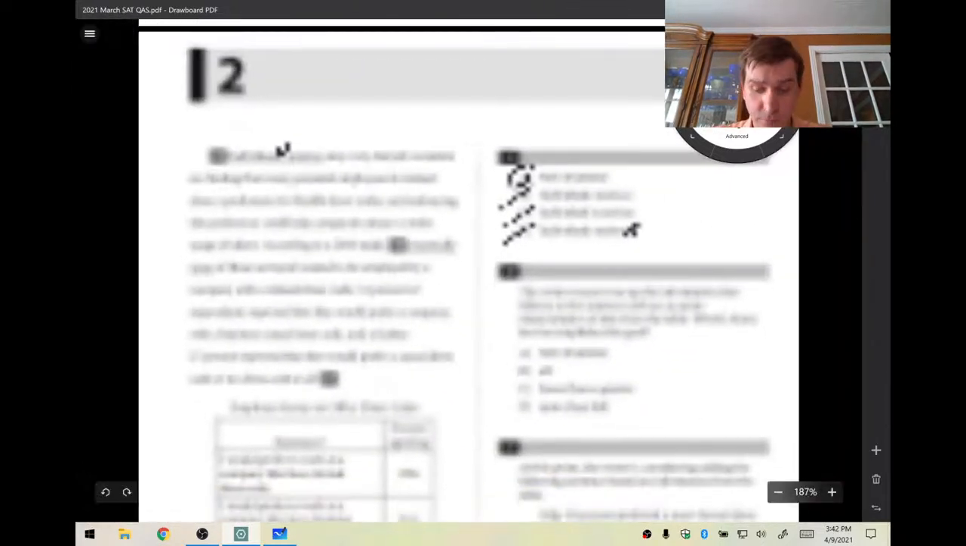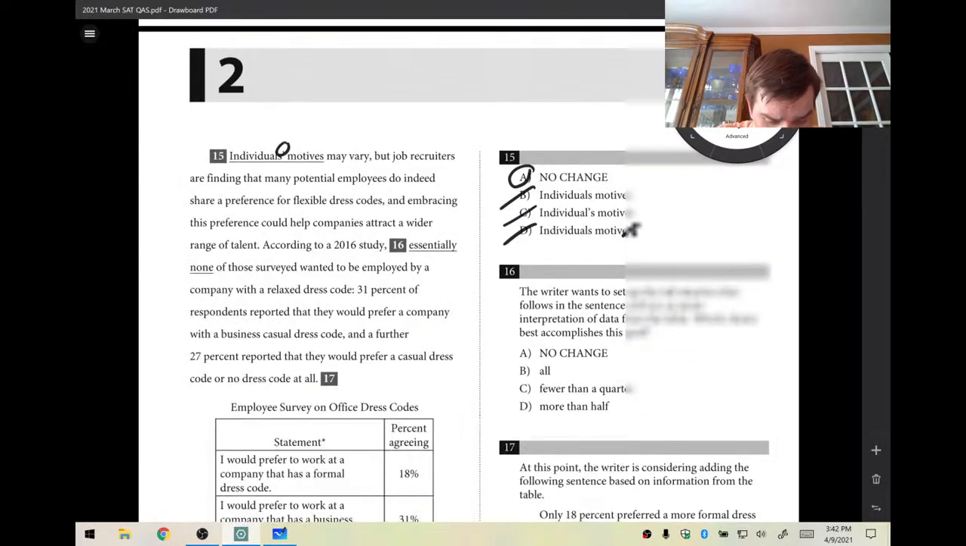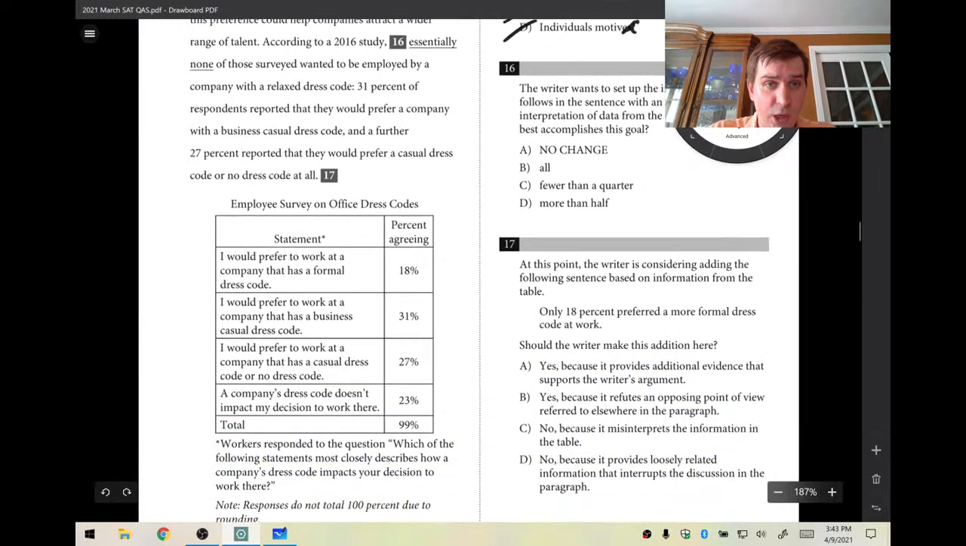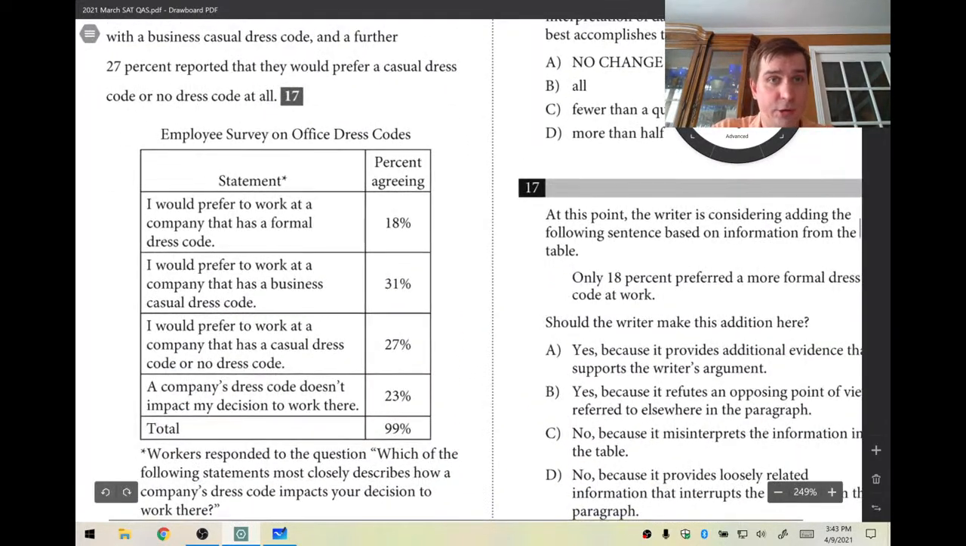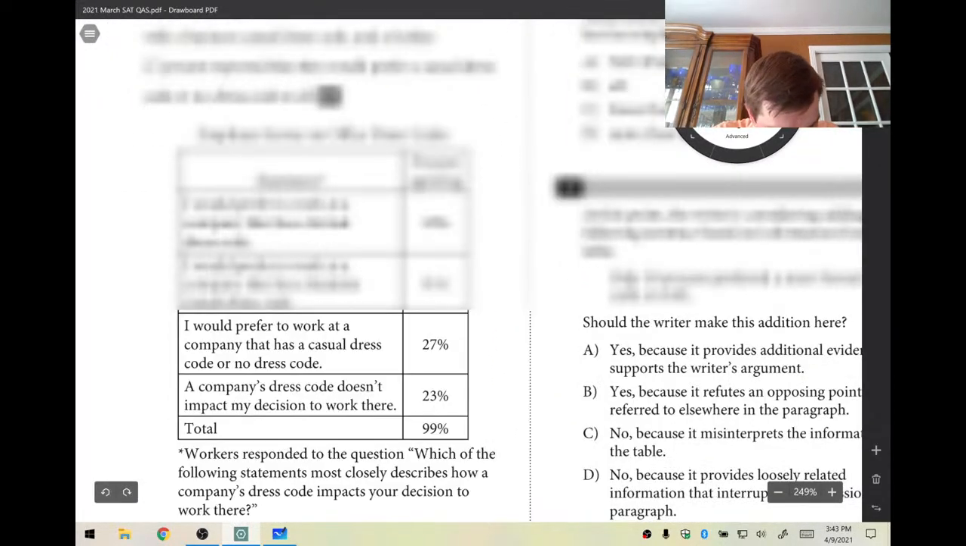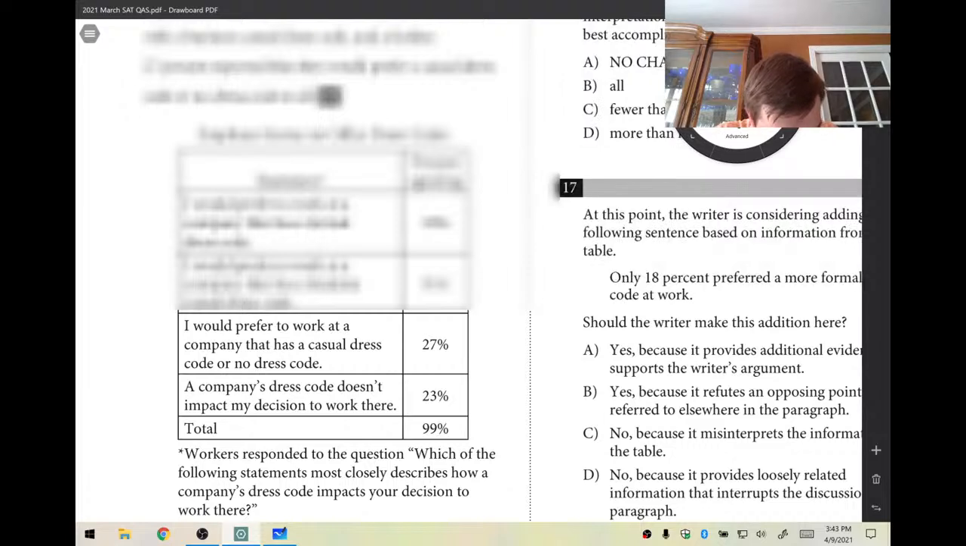It is plural. All right, moving on to 16. According to a 2016 study, essentially none of those surveyed wanted to be employed by a company with a relaxed dress code. So they're just testing you. Can you read a chart? Here's our chart. Do essentially none of those surveyed want to be employed by a company with a relaxed dress code?